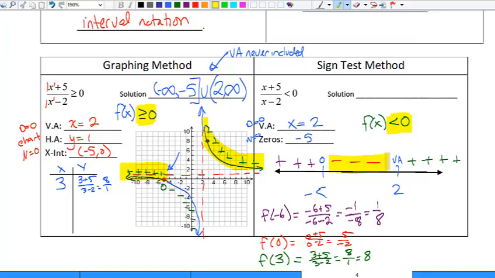So in this case, I'm going to have my solution be from -5 to 2. You can't include 2 because you can't include the vertical asymptotes. You don't include the -5 for a different reason, okay? Because the sign is strictly less than, that's why you don't include the 0.